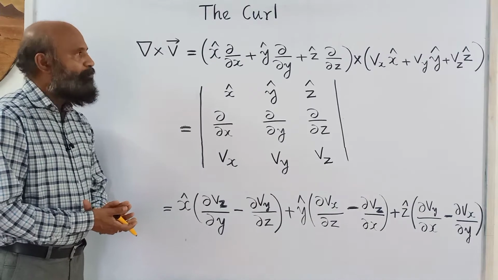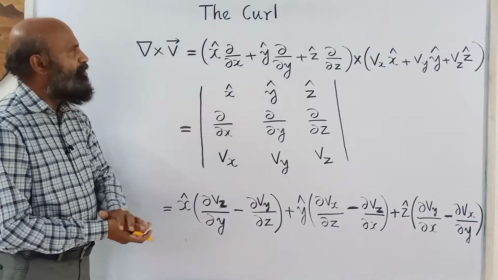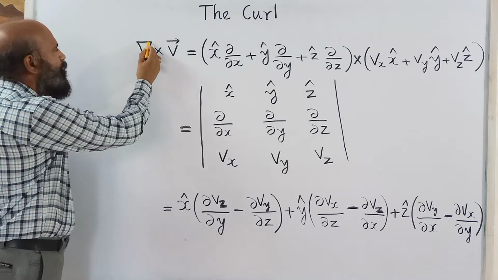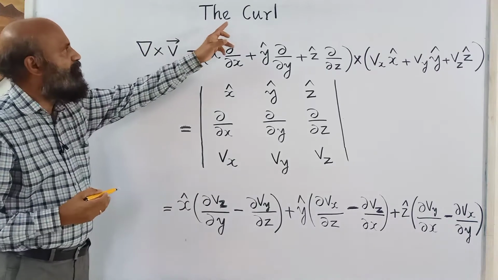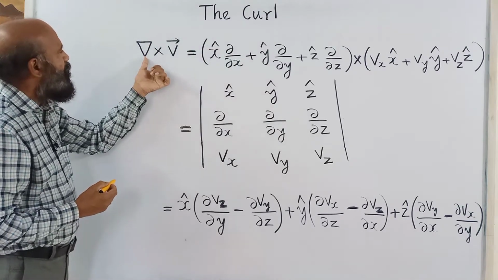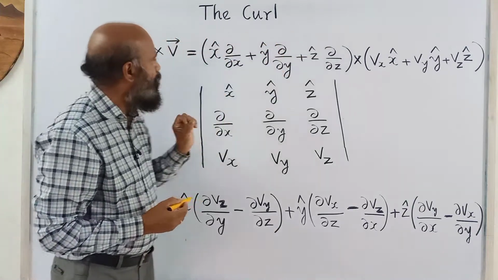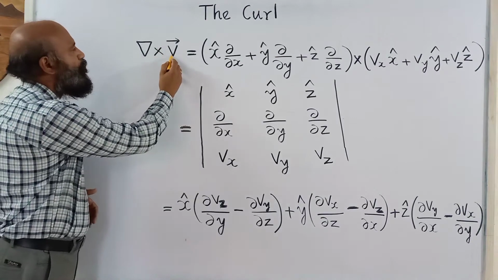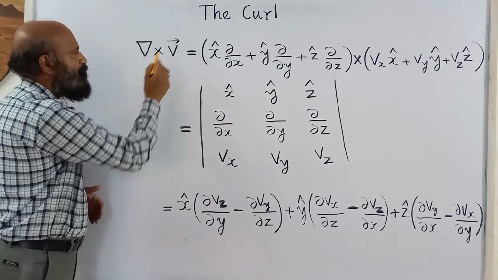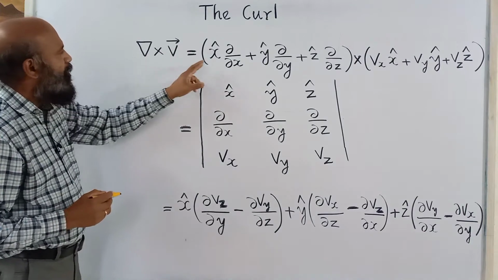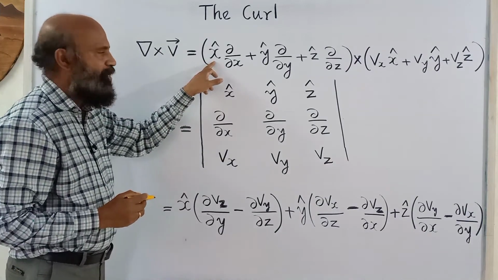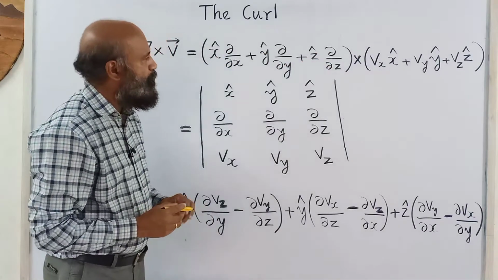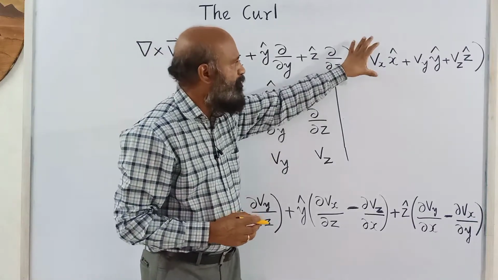In this video, I'm going to discuss the curl and its geometrical interpretation. From the definition of this operator del, we can construct the curl. Del is this operator, then you take the cross product with the vector function. This is a vector. So this del is x cap dou by dou x plus y cap dou by dou y plus z cap dou by dou z, cross this vector function.